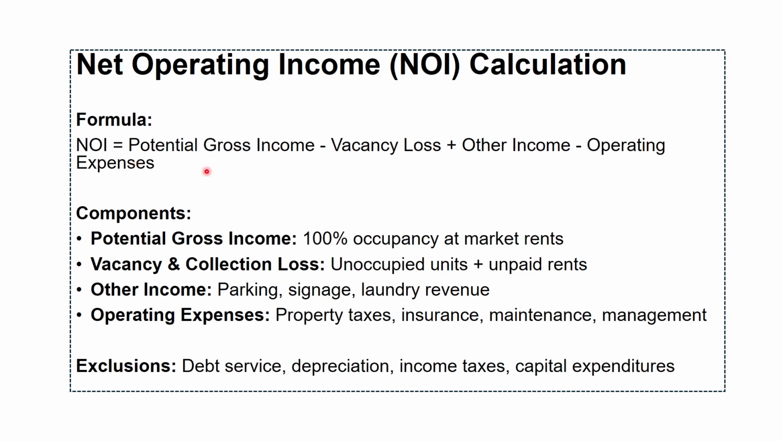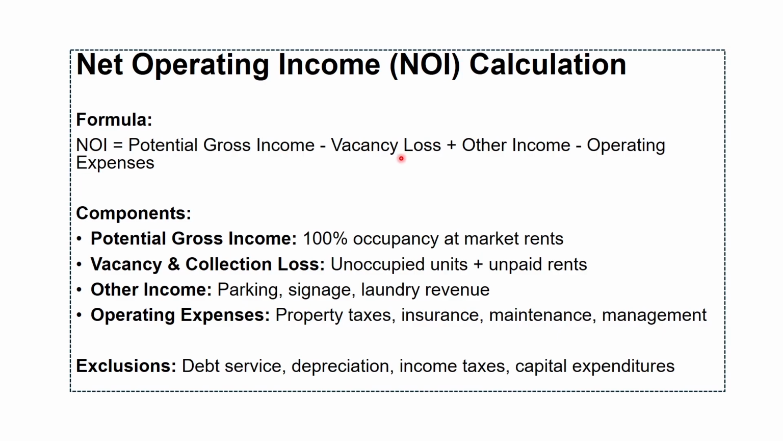We have potential gross income, right? Potential gross income is what the property would generate if it were 100% occupied at current market rents. Notice we say market rents, not the contract rents. If a property has below market leases, we might need to adjust, right?